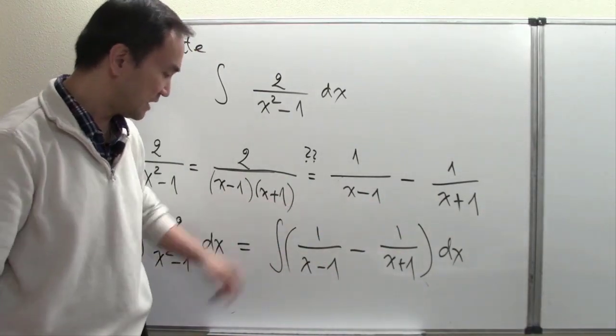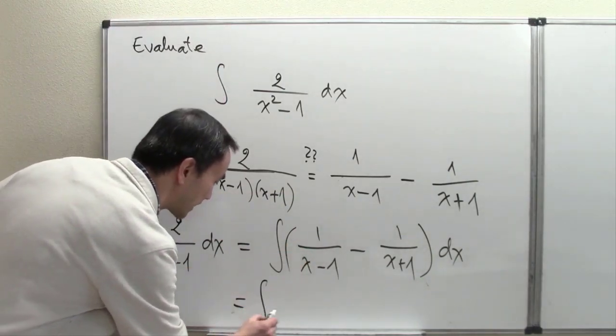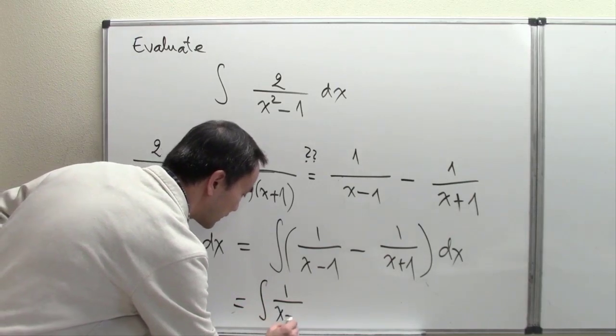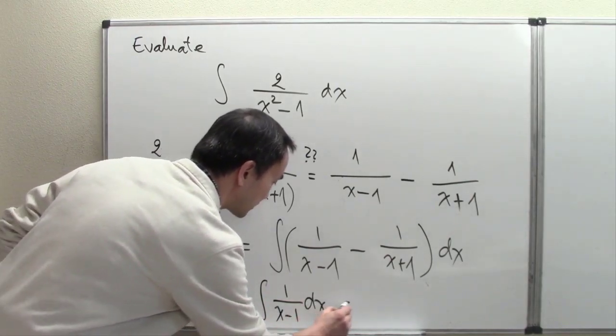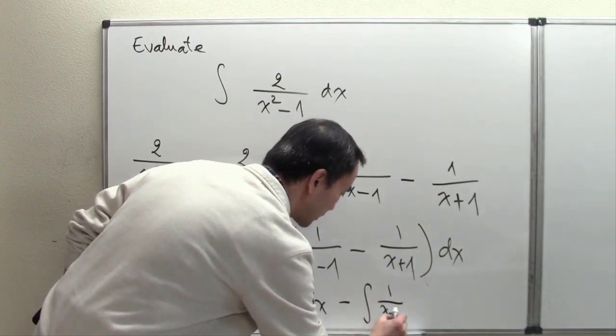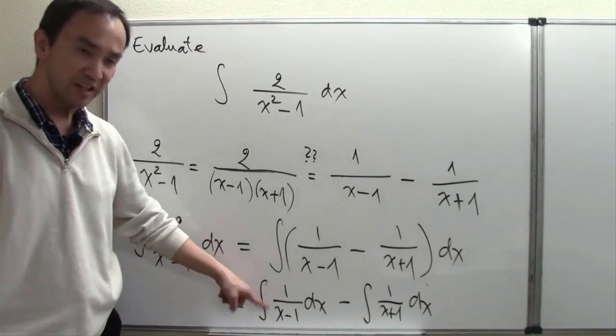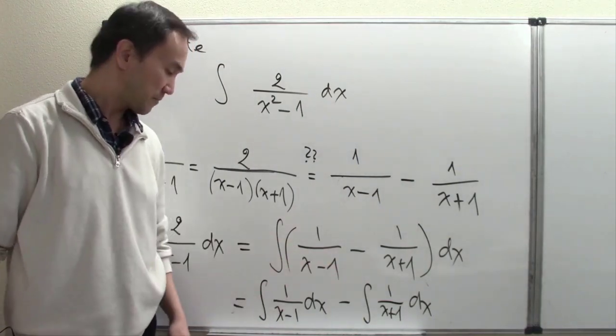I don't think I need to switch to the next board yet, but we can do that one separate term for 1 over x minus 1. And we subtract the antiderivative, or the indefinite integral, for 1 over x plus 1. We find the integral of the two separate terms, right? And so now the answer will be a lot more ready.